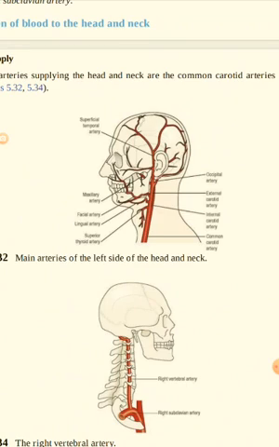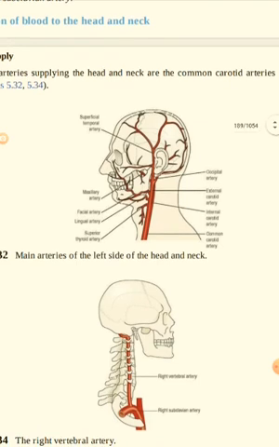Then we have the facial artery. It supplies various regions of the face. Maxillary artery supplies the maxillary region. And the temporal artery supplies the temporal area of the scalp. So these are the different branches of the external carotid artery: the superior thyroid artery, lingual artery, facial artery, maxillary artery, and superficial temporal artery. Through these various branches, external carotid arteries supply various regions of the head and neck.